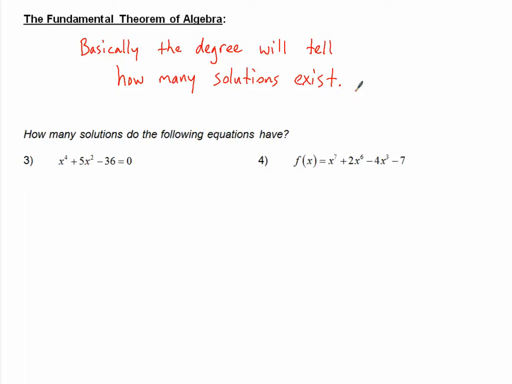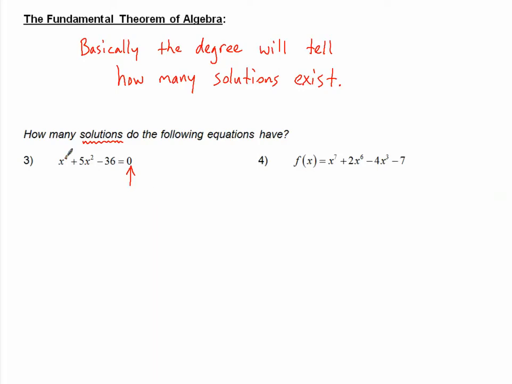The fundamental theorem of algebra can get involved, but that's basically what we're talking about. So when we're talking about how many solutions, now this direction uses the word solutions. There are 4 words that we could use for solutions: zeros, roots, x-intercepts, or solutions. How many solutions do the following equations have? Well, this is why we set our equations equal to 0, because we're looking for our zeros, our answers.